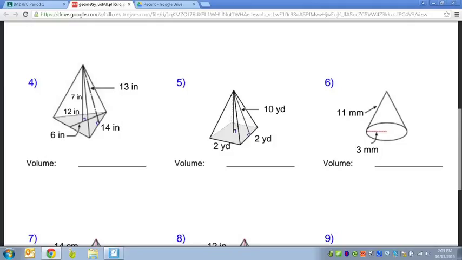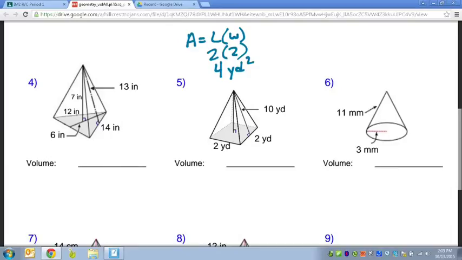But we're going to focus on number 5 here. And again, I recognize it's a pyramid, and the base shape is a square. The area of a square, or just a rectangle, is going to be length times width, which it says 2 times 2. So that's going to be 4. So 4 yards squared.